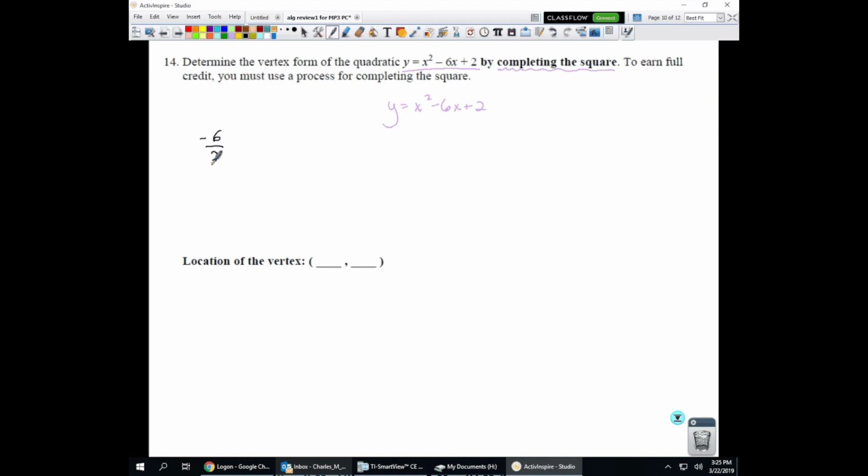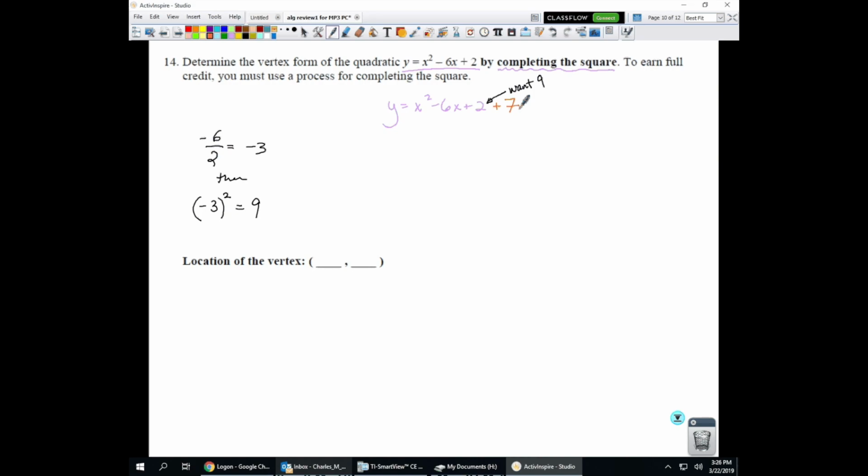So negative 6 divided by 2 is negative 3. Then square that. So negative 3, once again, it's a negative, so I need to enclose it in parentheses. Negative 3 squared is positive 9. That means in order for this equation to represent a perfect square, this out here would need to be a 9. It's like we wish it were a 9, but it's not a 9. In order to get a 9 over there, I'm going to have to add 7 more.